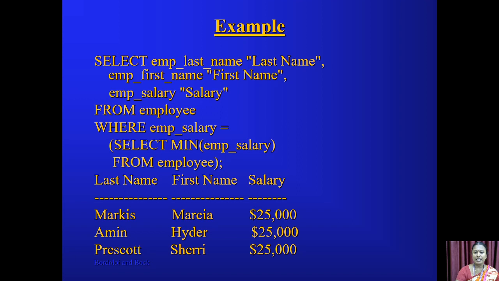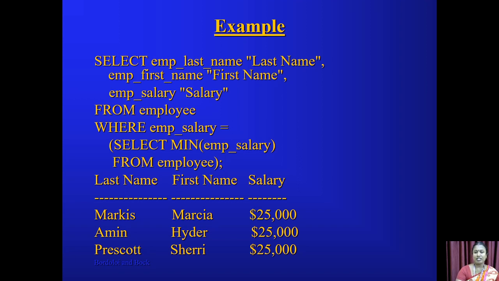That value is assigned to the where condition of the outermost select query. So the person who has an employee salary equal to 25,000, that person's first name and last name are returned as the result.